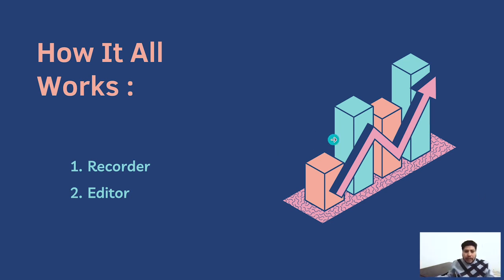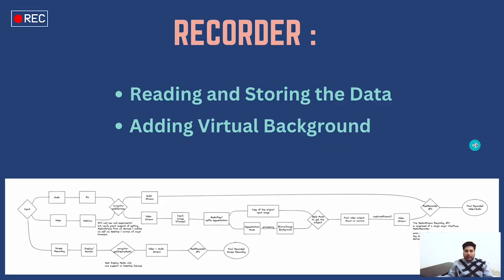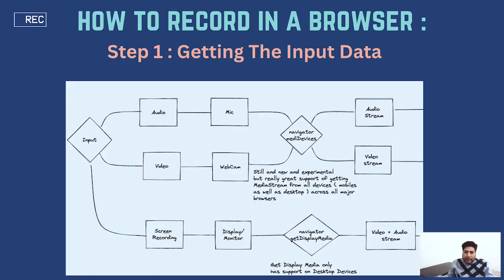So in the recorder, there are two steps where we are reading and storing the data. Reading the data from the inputs and then storing, which is mainly recording the data and providing the virtual background if the user wants it. So how we are getting the input from the browser: there are some web media APIs, and using those we can get the stream objects of video and audio.